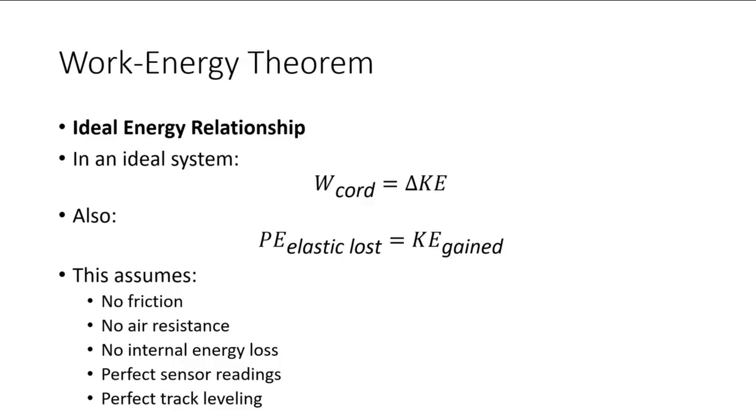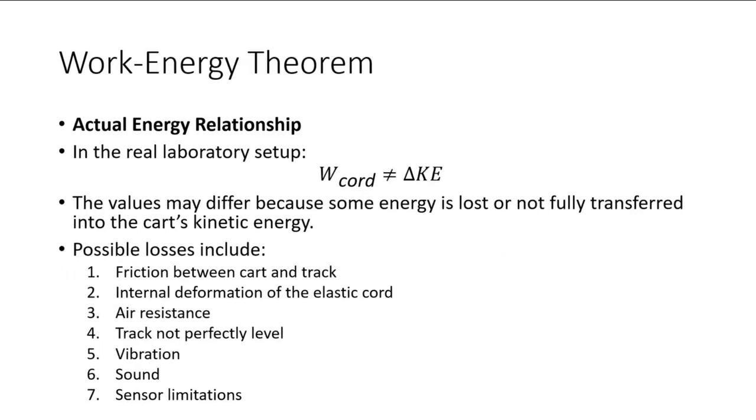But that doesn't happen in real life, as you observe in your experiment. You have to rerun your experiment several times in order to obtain good values. In that ideal situation, all the work done by the elastic cord becomes kinetic energy of the cart. However, in the actual energy relationship in the real laboratory setup, the work done by the cord is not really equal to the change in kinetic energy. The values may differ because some energy is lost or not fully transferred into the cart's kinetic energy.